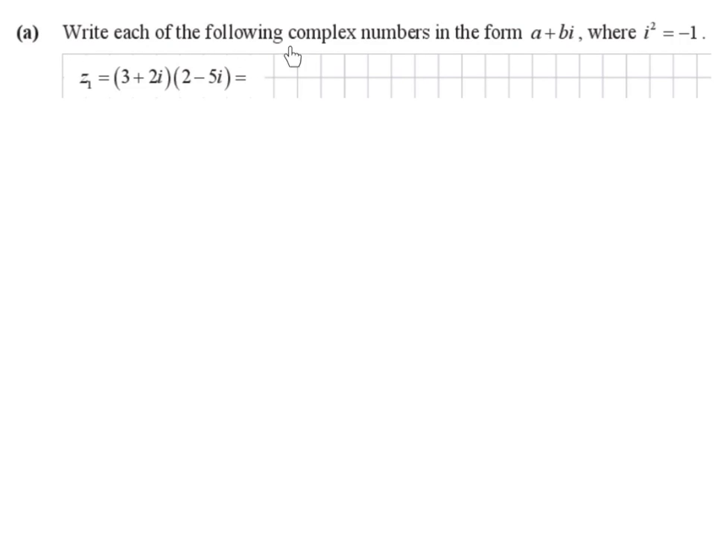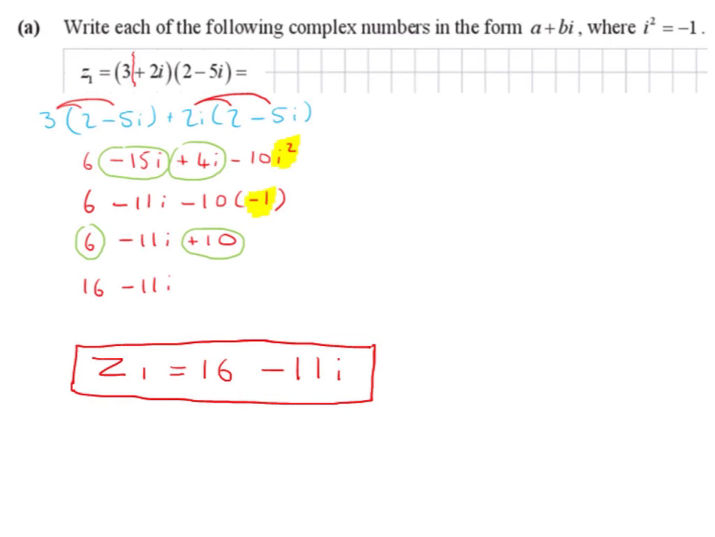A. Write the following complex numbers in the form a plus bi, where i squared equals minus 1. So z1 is equal to 3 plus 2i multiplied by 2 minus 5i. So we have double brackets, so what we're going to do is crack open this first set of brackets.